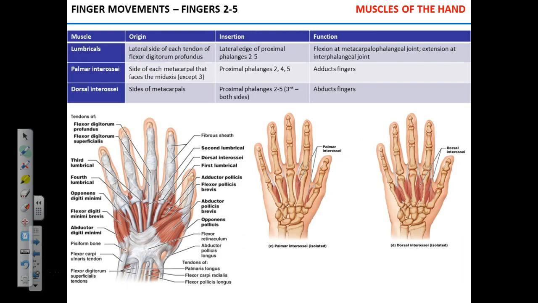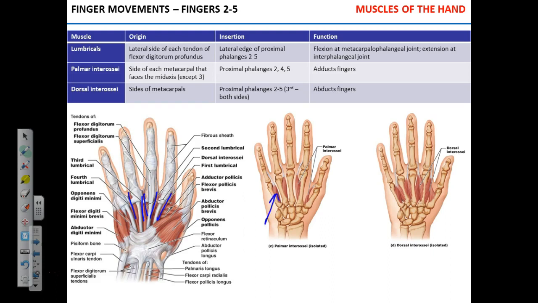Lumbricals, interossei. So lumbrical muscles, there's a lot of little lumbrical muscles. They do flexion at the interphalangeal and metacarpophalangeal joints. So these movements: playing piano, playing guitar, doing all that fine stuff, that's the lumbricals. Does that make sense?